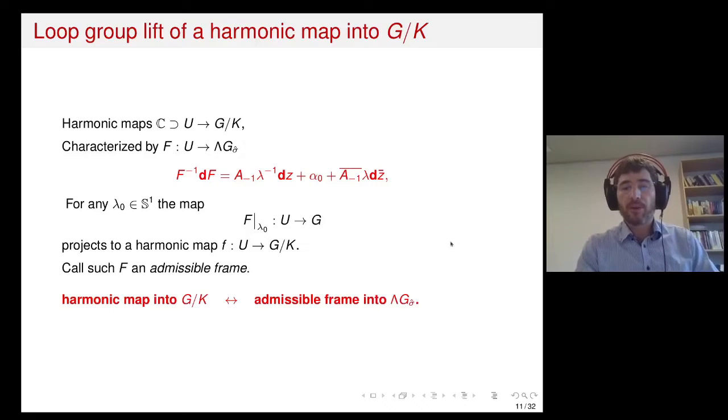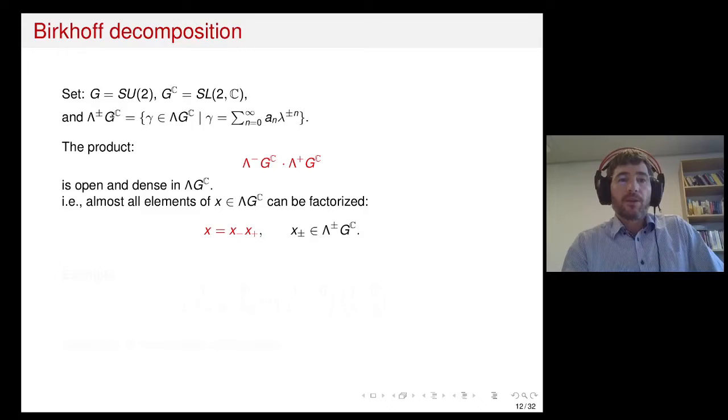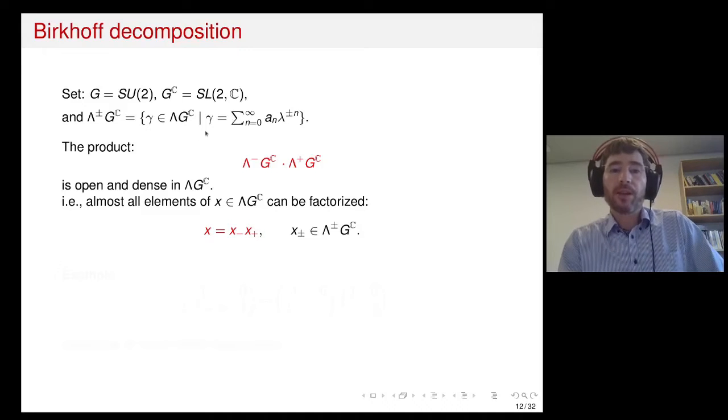So in the theory of loop groups there are a few different ways to construct these admissible frames, and I'm going to just describe one of them, which will be the DPW method. To describe that, what we need is 2 decompositions of the loop group. The first one is the Birkhoff decomposition. So we look at 2 subgroups of the loop group, lambda plus and lambda minus. These correspond to elements of the complex loop group which extend holomorphically respectively to the unit disk and the complement of the unit disk in lambda.